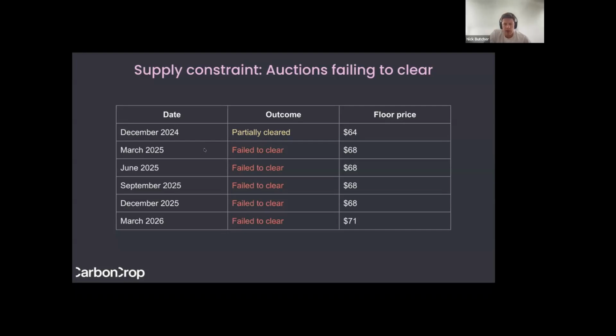Since then, we've had 5 auctions in a row that have completely failed to clear. And if you look at the floor price on these auctions, which was 68 for last year and has now gone up to 71 for this year, it's no surprise they're failing to clear. The people who might buy at auctions can buy the units for much less in the secondary market, and hence they're doing so.